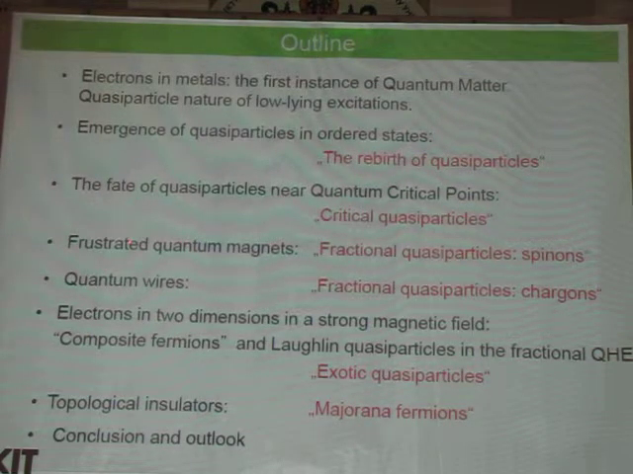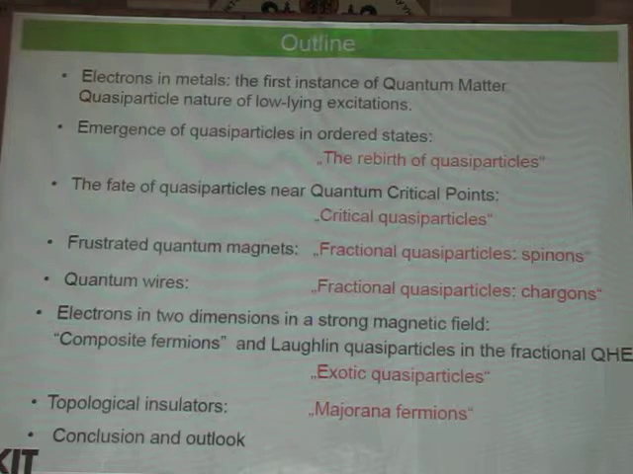Then we'll talk about the next example, frustrated quantum magnets, where I will discuss that the usual excitations in quantum magnets, which are quantized spin waves, break up into fractional quasi-particles, namely spinons. At least that's the prediction. We'll talk about how this can be reached experimentally.